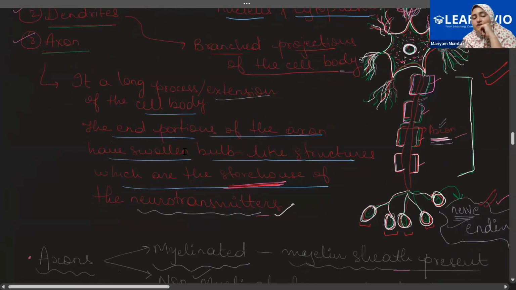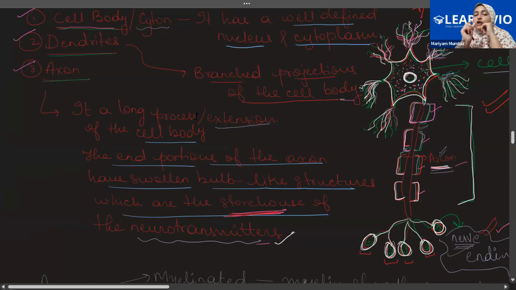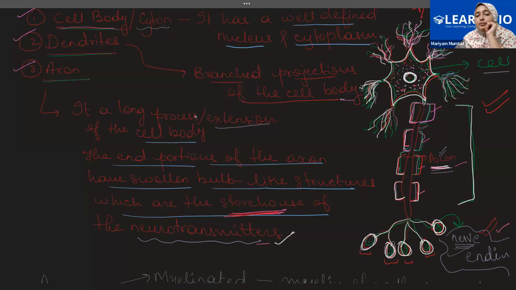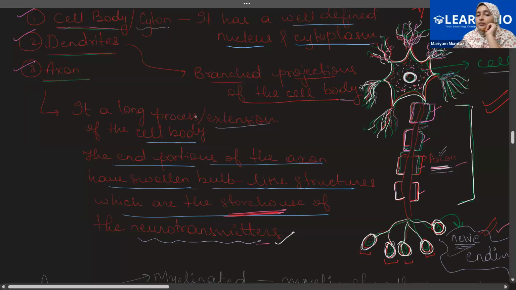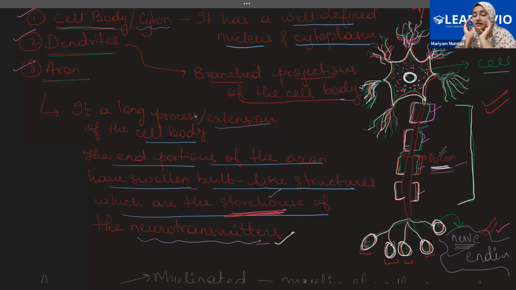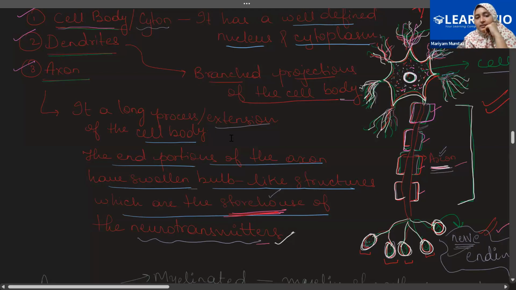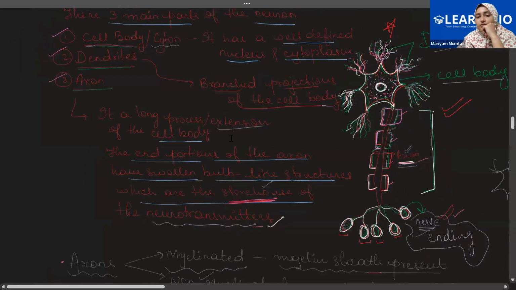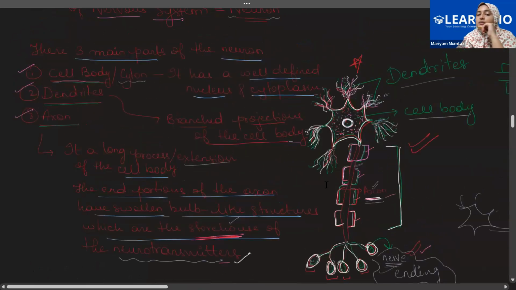Talking about the axon, the axon is a long process or a long extension which comes out of the cell body, and the end portion of the axon has swollen bulb-like structures. Everything must have a function. The function these bulb-like structures have is that they are the storehouse of neurotransmitters, meaning they make and store the neurotransmitters in them. So these are the different parts of the neuron. And remember that the neuron is the basic structural and functional unit.